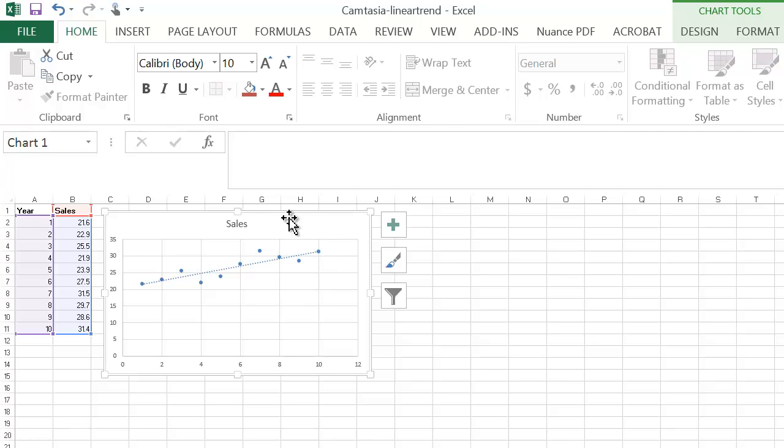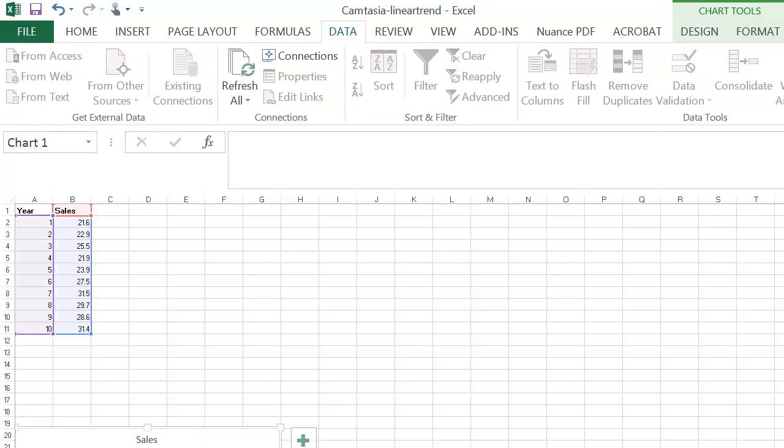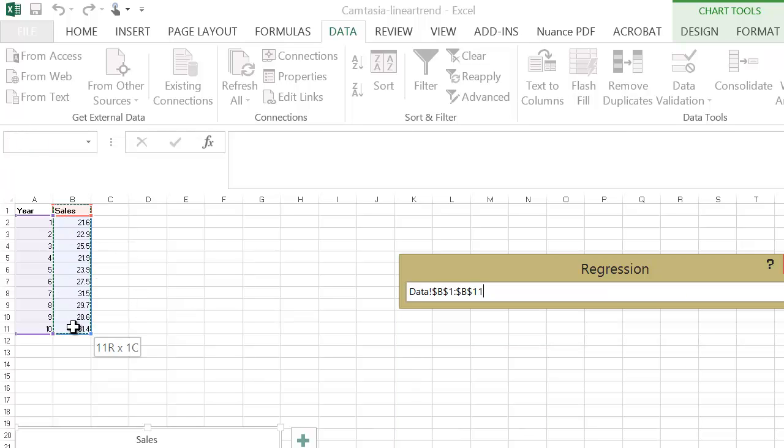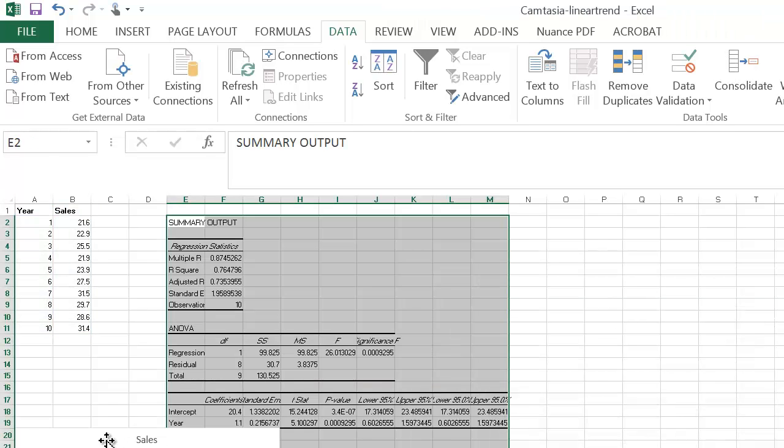So let me move the chart down a little bit. So I go to data, data analysis, regression. The dependent variable is the sales data itself, of course, in column B. And the independent variable is time, in this case in years. And labels are checked off because we have labels in the first row, and our output range will be put in cell E2. So there we have the output.